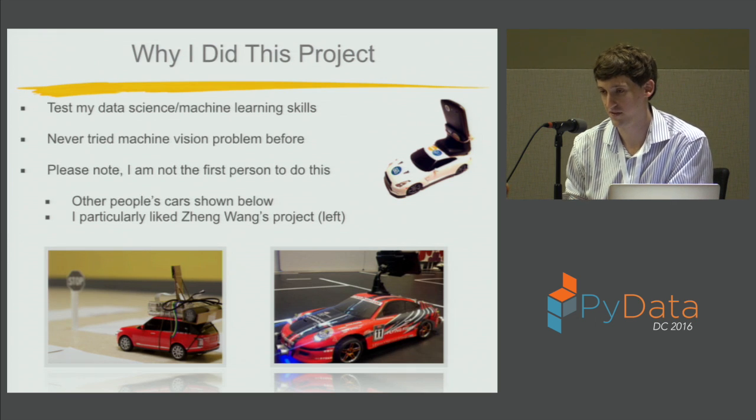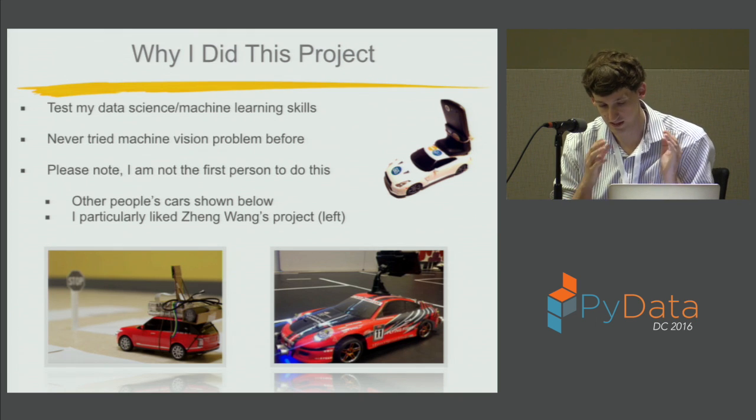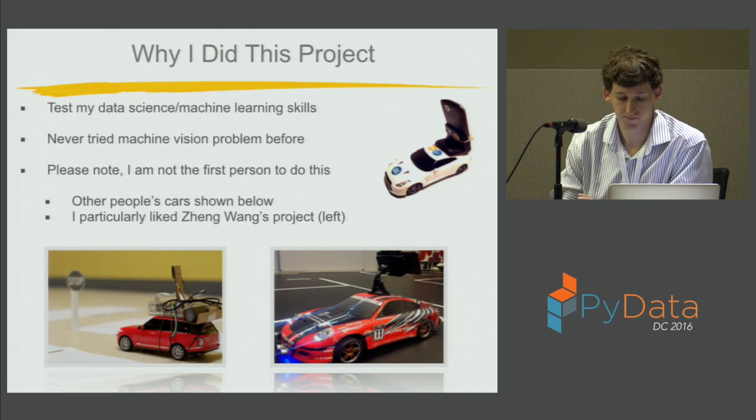I'll talk about this in later slides, but one of the lessons I learned is you want to get a bigger car, because the Raspberry Pi and the battery and all those things really take up a lot of space. So if you want to keep everything in the car, get a bigger car.